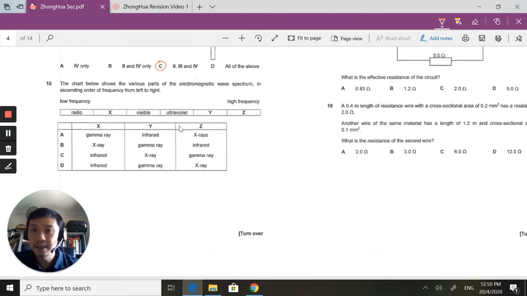Question 16. This chart shows the EM spectrum in ascending order of frequency from left to right. What are X and Y? This one I've already taught you. X is your infra. Now I was looking at microwave, but they don't seem to have a column for microwave. So it goes straight to infra, because this cannot be X-ray.